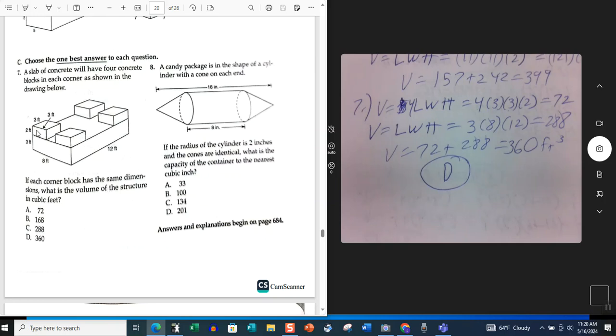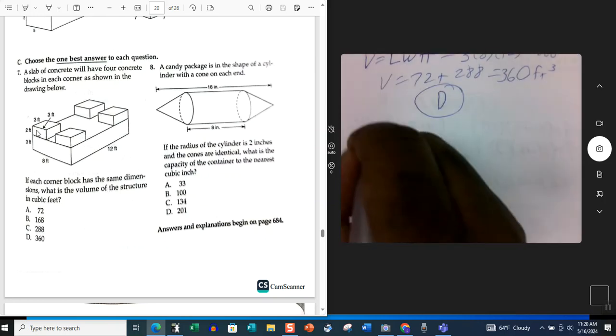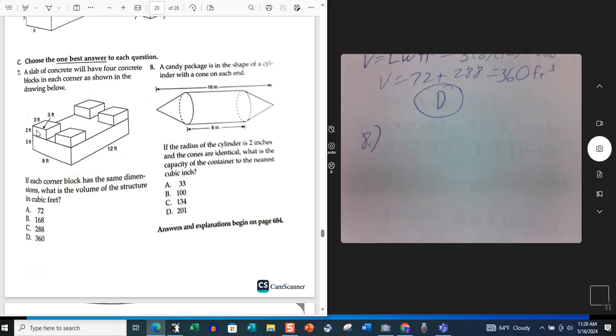All right. So now we go to problem number 8, which is our last problem. It says a candy package is in the shape of a cylinder with a cone on each end. If the radius of the cylinder is 2 inches and the cones are identical, what is the capacity of the container to the nearest cubic inch?